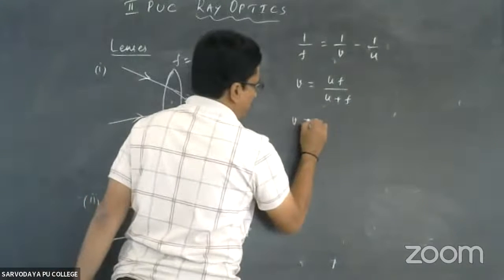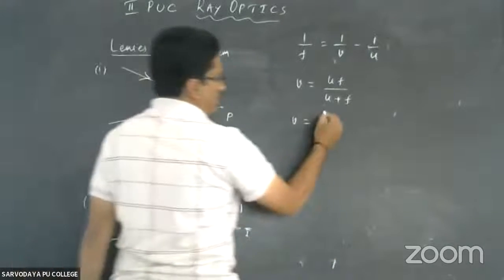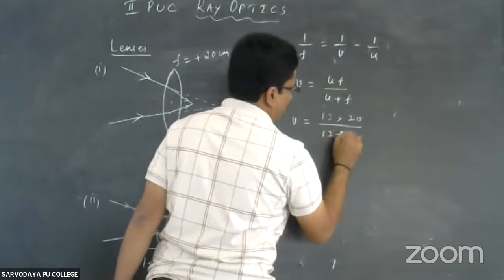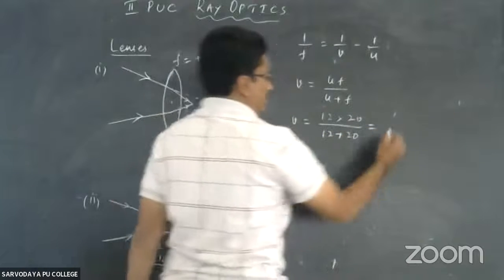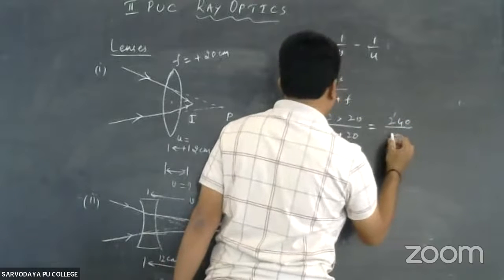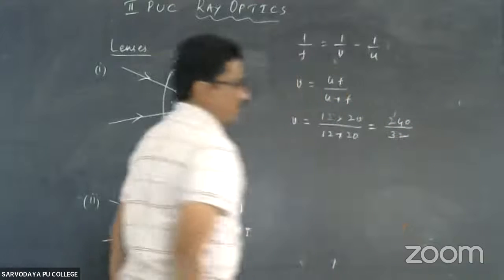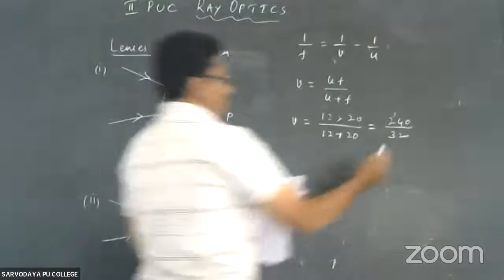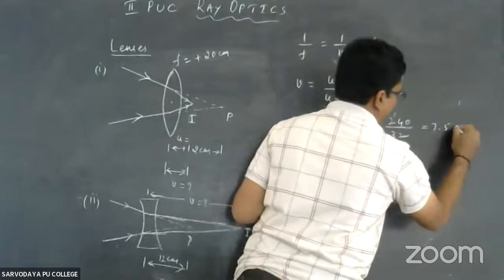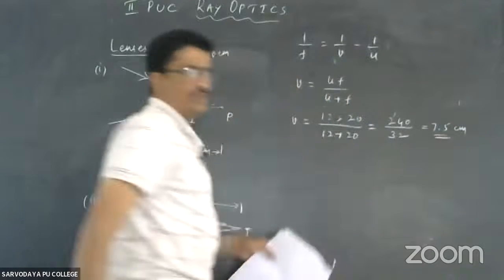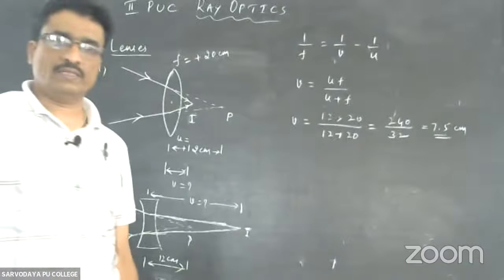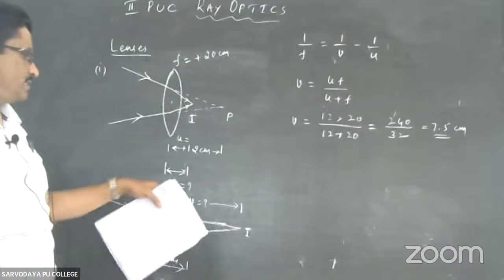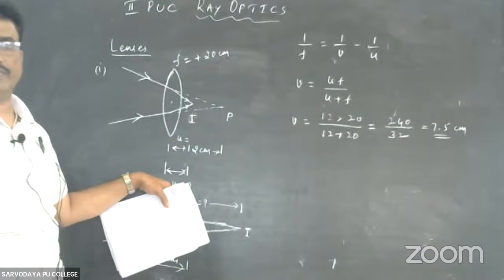Therefore, v if we consider, it will be equal to 12 into 20 divided by 12 plus 20. Therefore, it is 240 by 32. Okay, this is the value, and in fact, if you simplify, it comes out to be 7.5 centimeter. That means it is made to converge. That convergent beam will be made to converge at a point, right? Which is just at a distance 7.5 centimeter from the lens.